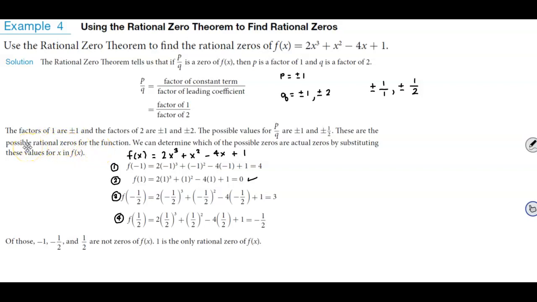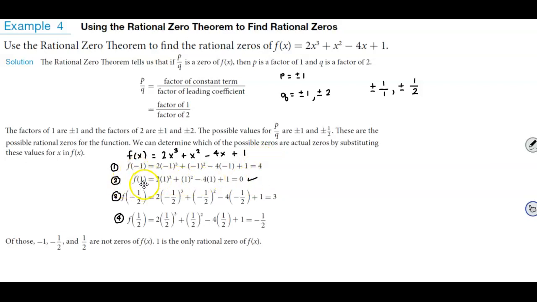And the reason why it's possible is because we need to find out whether they are a rational zero or not of the function. And we can determine which of the possible zeros are actual zeros by substituting each one of these values for x into the function. So if we take -1 and plug it into the function, we're going to have 2 times -1 cubed plus -1 squared minus 4 times -1 plus 1. When we follow the order of operations, we get a value of 4. So that means the remainder is 4. And if the remainder is 4, then it's not a factor, it's not a rational zero.